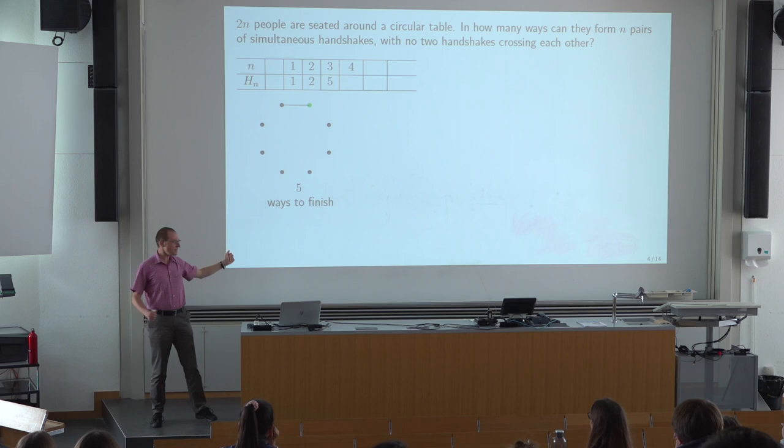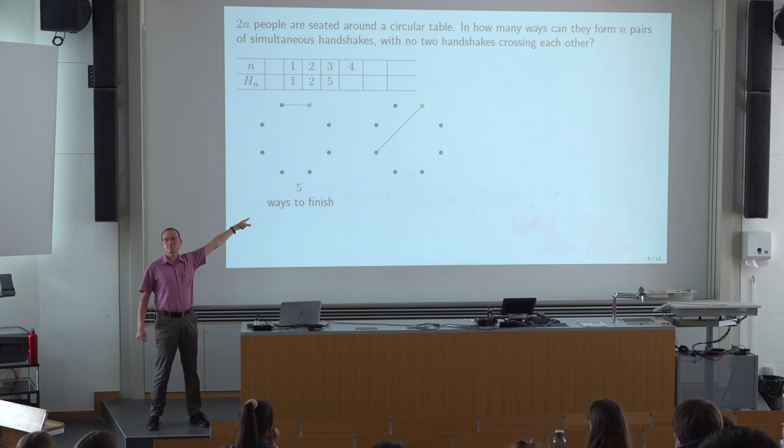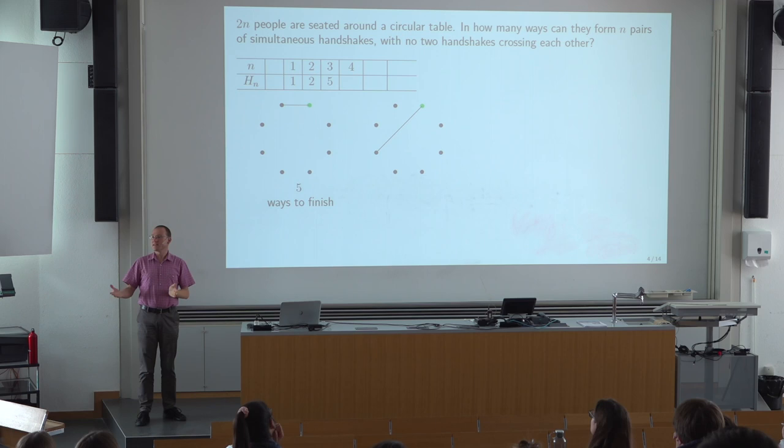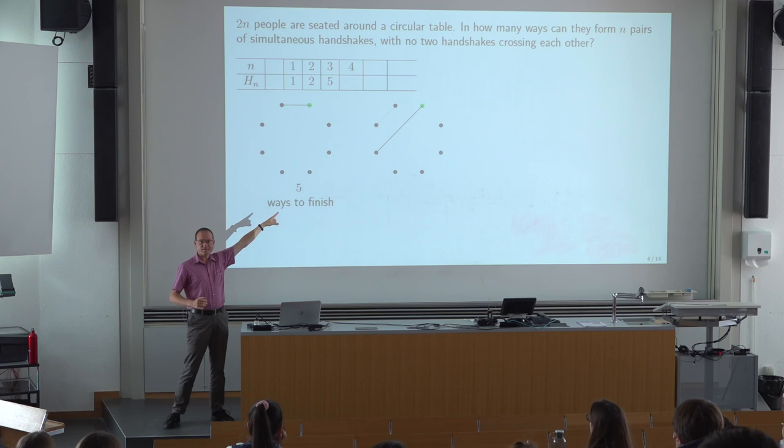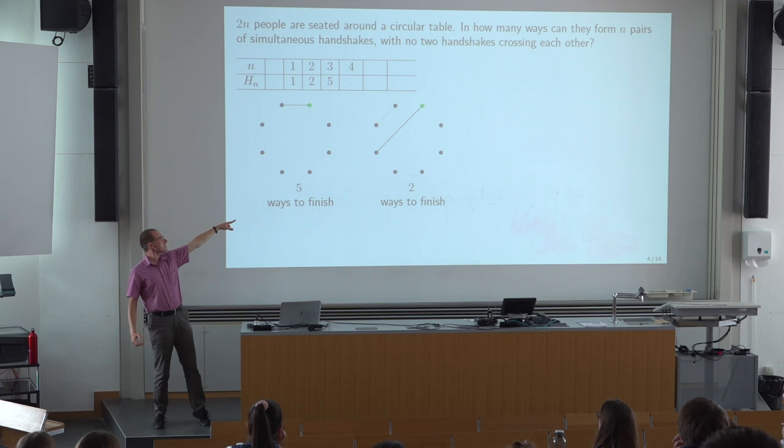Second case is when this person in green shakes hands with that one there. Remember, on either side of a handshake, there should be an even number of people. Okay, how many ways are there to complete that picture? At the end, there should be 4 pairs of handshakes, yes? 2. Okay, so these 2 must shake hands. There's no choice for them. And you have 4 people, they can form 2 pairs in 2 different ways.